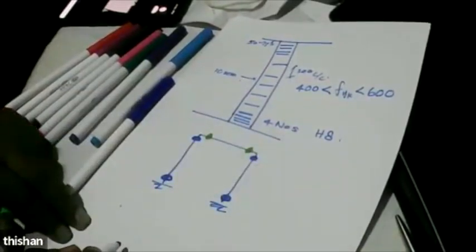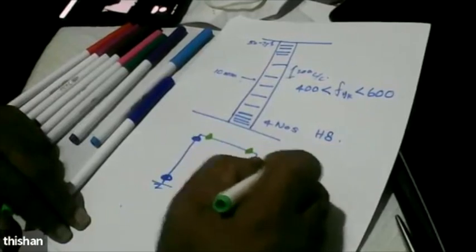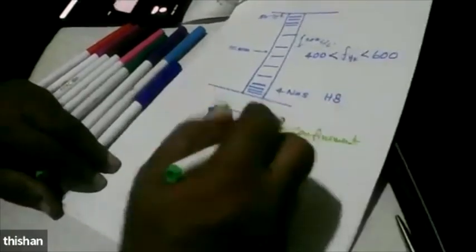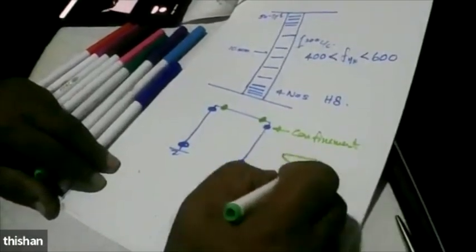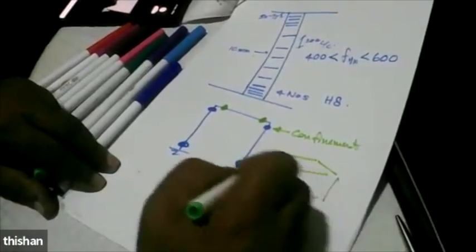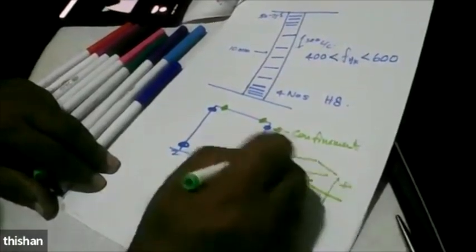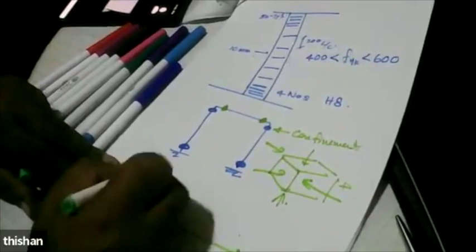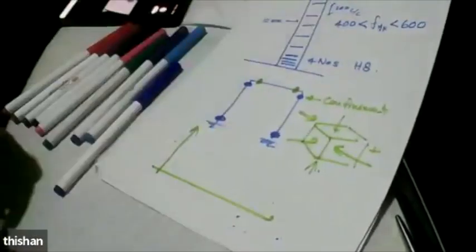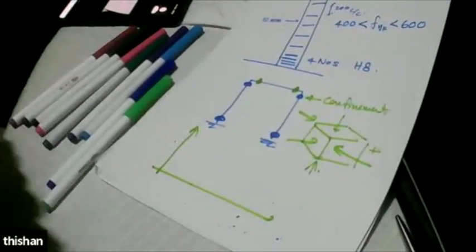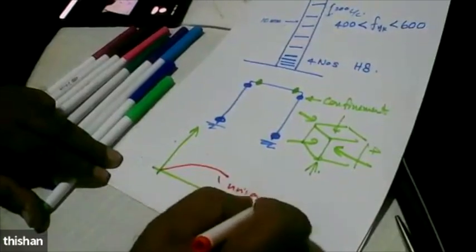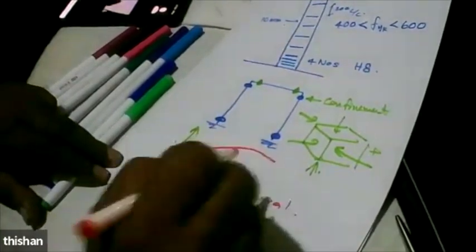So in the zone where the plastic hinges can form, we provide higher confinement. So we create a triaxial stress state. The moment you create a triaxial stress state, if you test a cube, uniaxial, it goes like this. Triaxial, it goes like this.